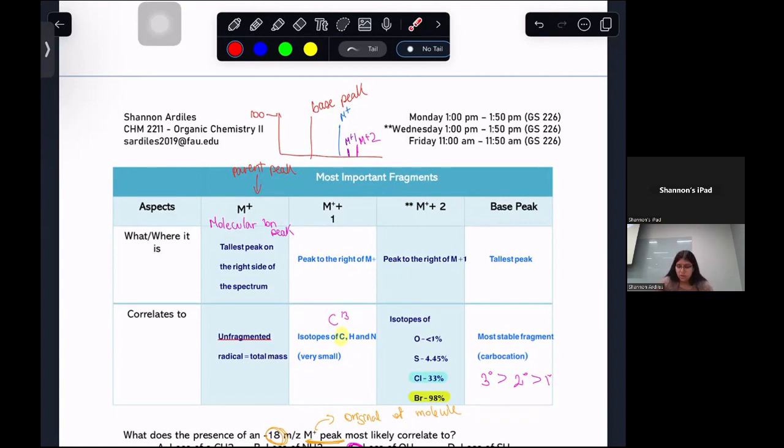But continuing on, M plus 2 peak, that guy to the right of M plus 1. Okay. Now that guy represents a few different atoms. It tells you that there's either oxygen, sulfur, chlorine, or bromine present in the molecule. If you don't have an M plus 2 peak, that means that none of the atoms that you've seen here are present in the molecule.